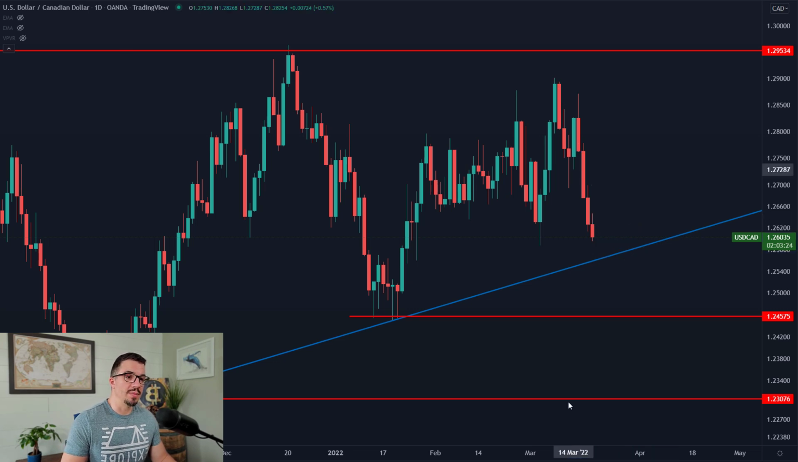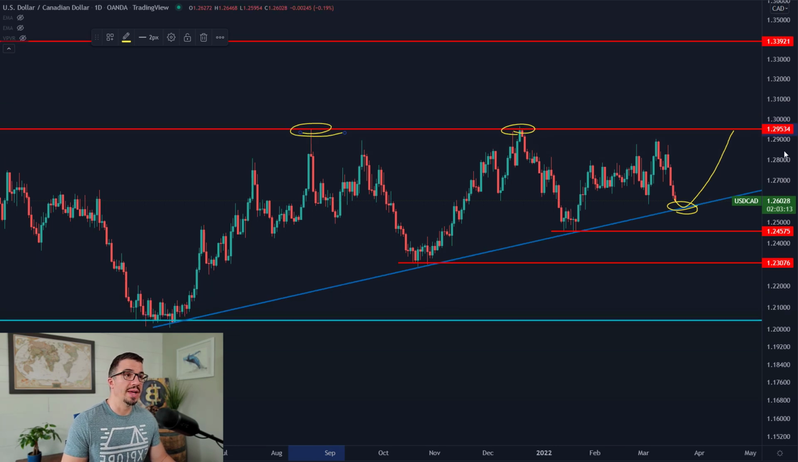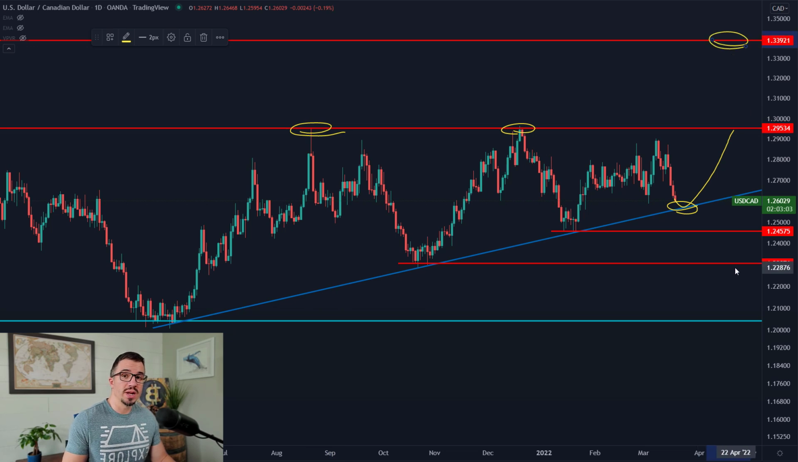Now, at the same time, if we were to get a full reversal from down here and the market were to move back up here toward this level, then this area up around 1.295 is going to be resistance, with a close above that taking the market up here toward the 1.34 area. All right, so really a couple ways to play this.